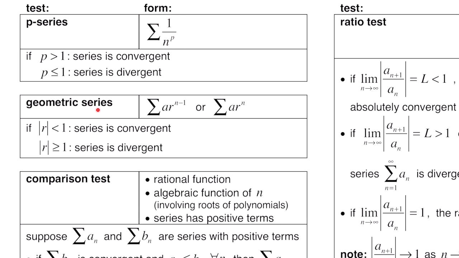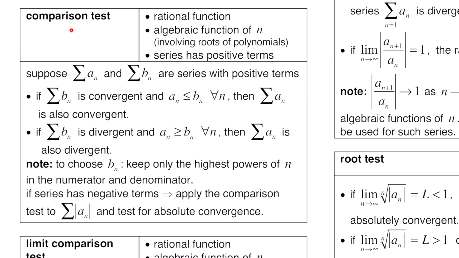Next, we have geometric series. Anything of the form ar to the n-1 or ar to the n. To identify your r, it's the number being raised to the variable exponent, or if your series is in expanded form, r is your common ratio, and again, it's the number that you're multiplying by to get to the next term each time. Once you've identified r, you take the absolute value of it. If it's less than 1, the series is convergent. If it's greater or equal to 1, the series is divergent.